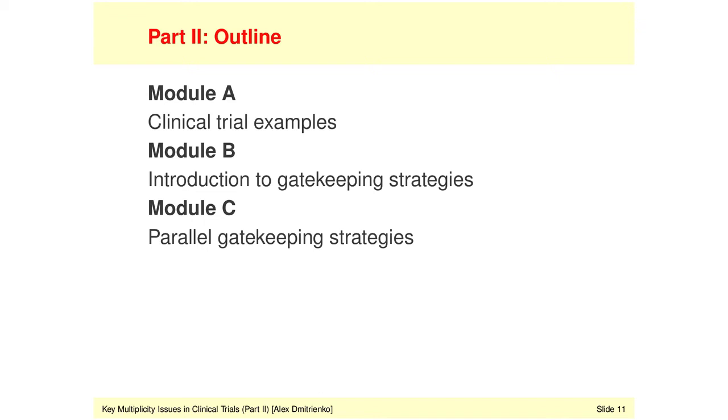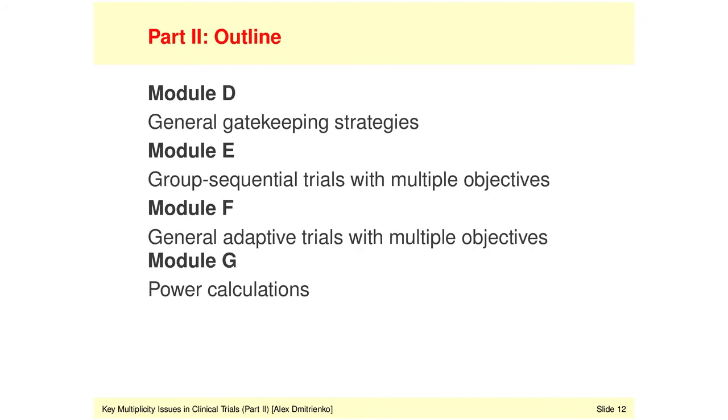Module C, Parallel Gatekeeping Strategies. This section will focus on a popular class of multifamily problems where each family serves as a parallel gatekeeper. We will introduce simple gatekeeping strategies based on Bonferroni-type procedures, for example, on chain procedures, also known as graphical methods, and then more powerful strategies that are derived from semi-parametric procedures, for example, Hochberg-based or Hommel-based gatekeeping procedures will be presented.